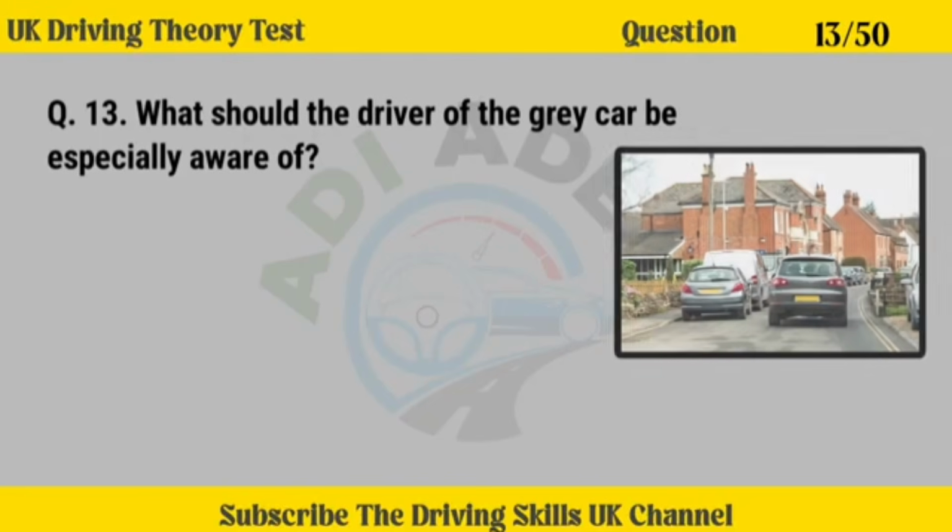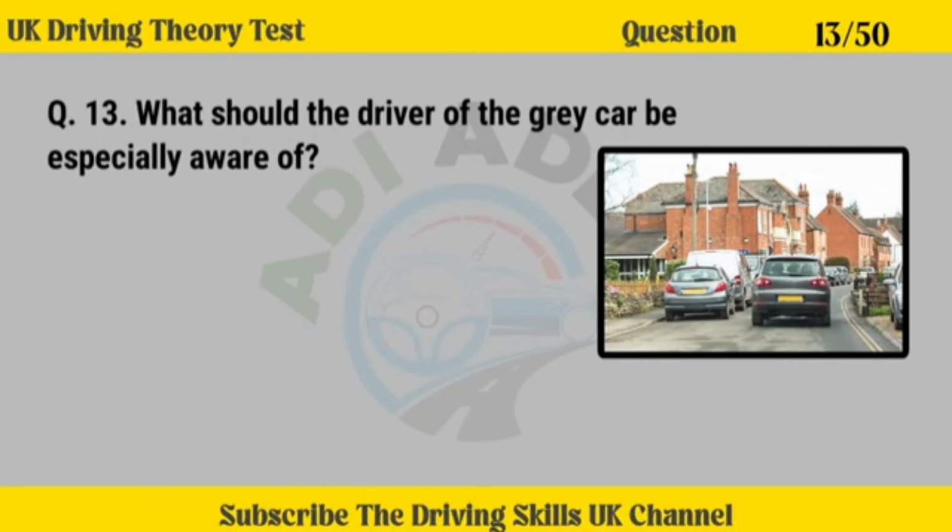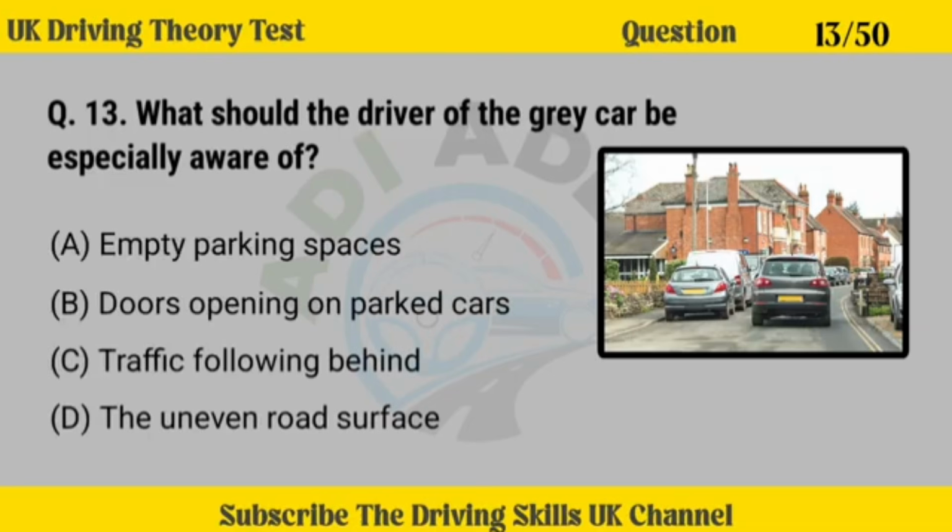Question 13. What should the driver of the gray car be especially aware of? A. Empty parking spaces. B. Doors opening on parked cars. C. Traffic following behind. D. The uneven road surface. The right answer is B, doors opening on parked cars.